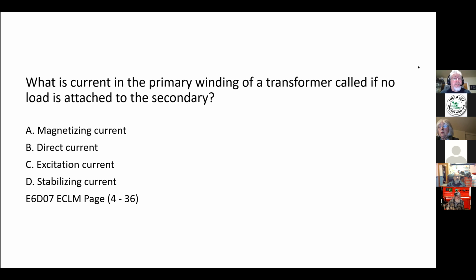What is the current in the primary winding of a transformer called if no load is attached to the secondary? A, magnetizing current. B, direct current. C, excitation current. Or D, stabilizing current. Alpha. Alpha is correct, magnetizing current.